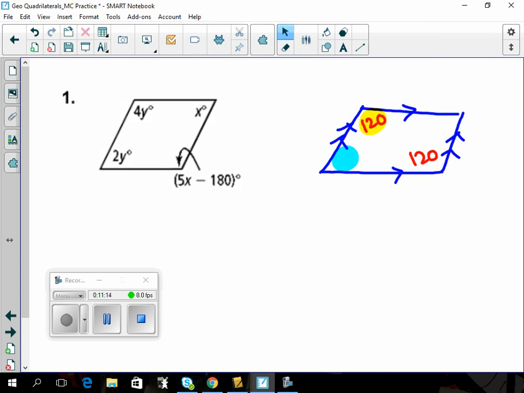Because that's what's happening. So in a parallelogram, angles are either congruent, like the opposite ones are the same, or consecutive ones add to be 180. So wouldn't this one have to be 60 degrees? Would have to be. Okay. So, and this one would also be 60 degrees.